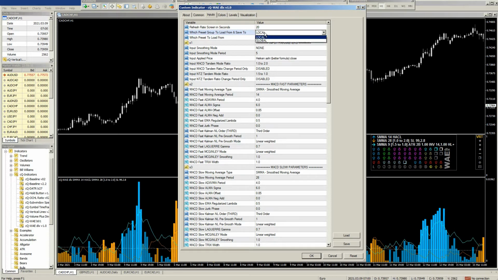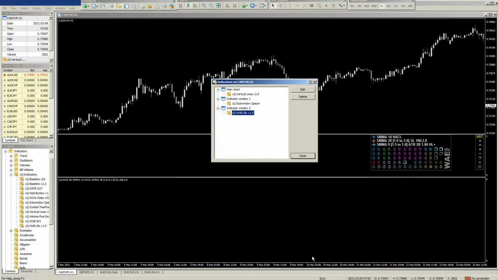There's 2 different types. Again, this is also covered in the baseline, so if you've seen this, you're going to hear it again. You can have 10 local presets. You can't share them or do anything, but they are there, local for this chart. If you select global, then you can share these presets with other charts in MT4. And I'll show you how that's done.